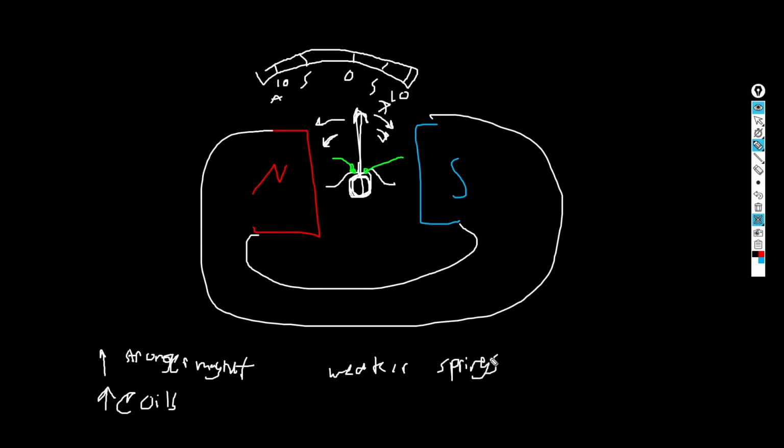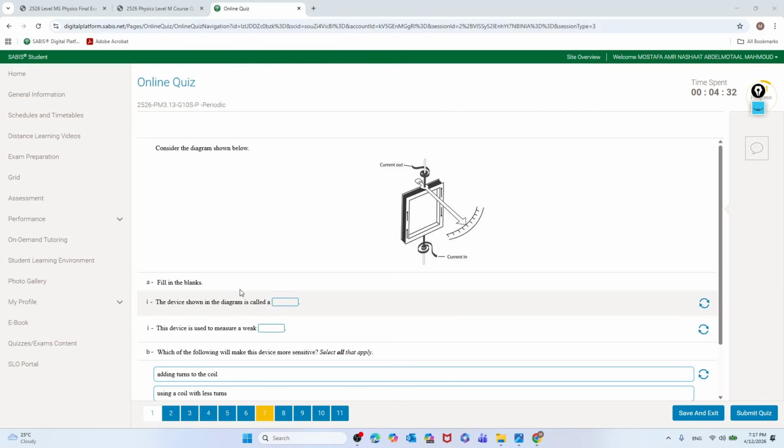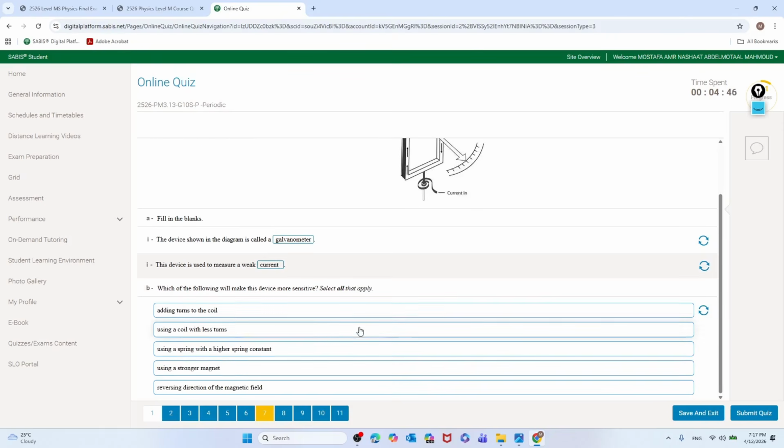I think they will ask about this. So the device is called a galvanometer. This device is used to measure a weak current. It measures current because current is what changes the strength of the magnetic field.